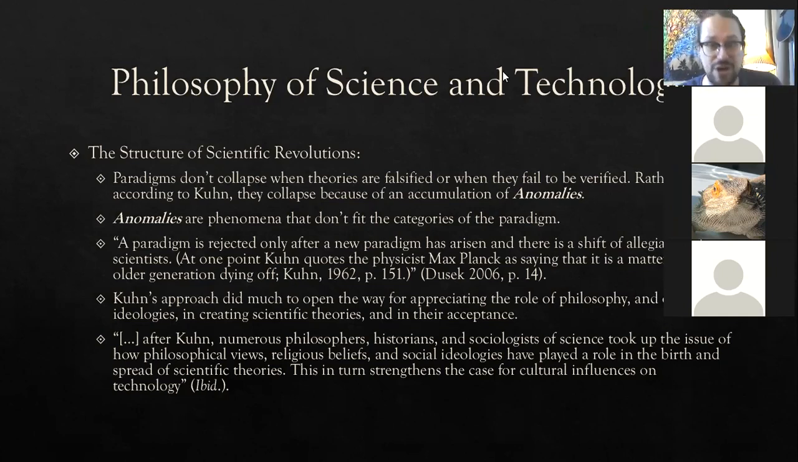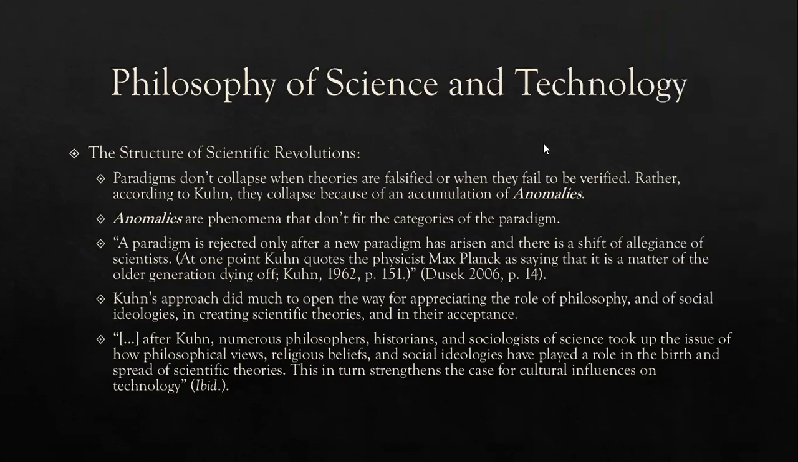So when we have a sufficient number of anomalies that don't fit the paradigm, that's when we have to start thinking about rejecting the paradigm, or having a paradigm shift. As Dusek says, a paradigm is rejected only after a new paradigm has arisen, and there is a shift of allegiance of scientists. At one point, Kuhn quotes the physicist Max Planck as saying that it is a matter of the older generation dying off.